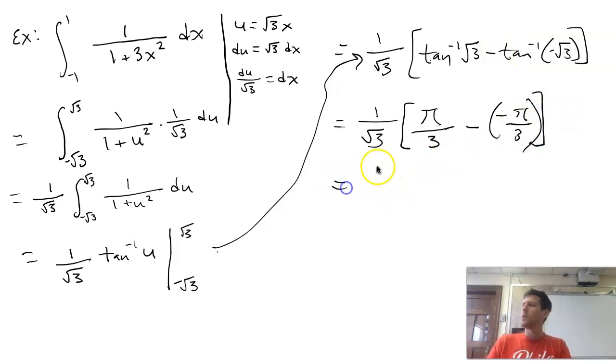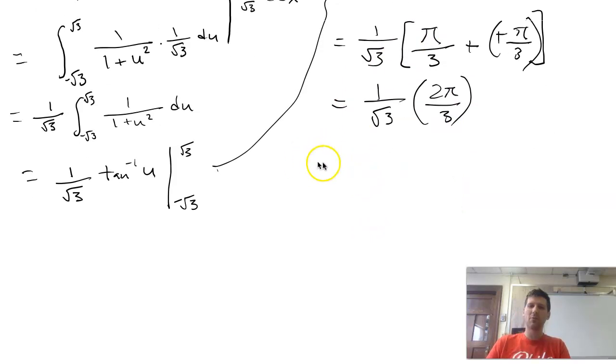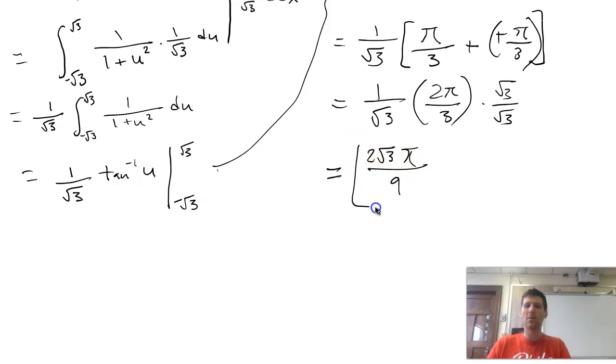And I would then get 1 over root 3, and this just becomes plus, so it'd be times 2 pi over 3. To finish this off, I want to get my roots out of the basement, so I can multiply by root 3 over root 3. Root 3 times root 3 is 3, times 3 is 9 in the denominator, and I would have 2 root 3 pi in the numerator.